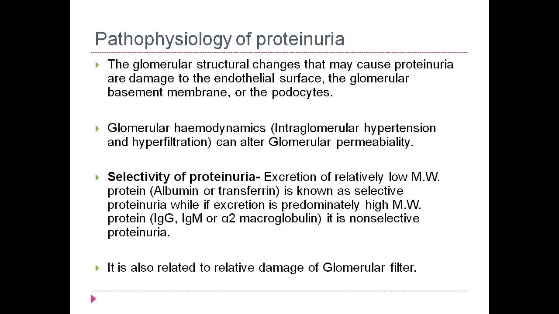What is the pathophysiology? There is selective proteinuria. What does this mean? Low molecular weight proteins like albumin and transferrin are excreted predominantly, while high molecular weight proteins like IgG, IgM, and alpha 2 macroglobulin are saved. So they are not excreted that much, and this is called selective proteinuria. You have to know about it.